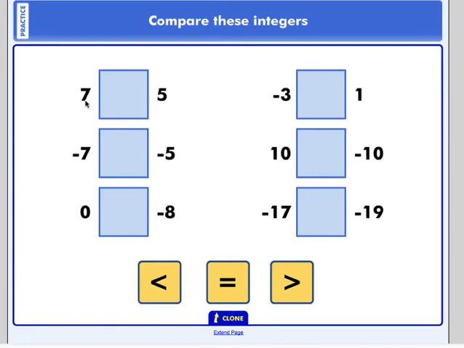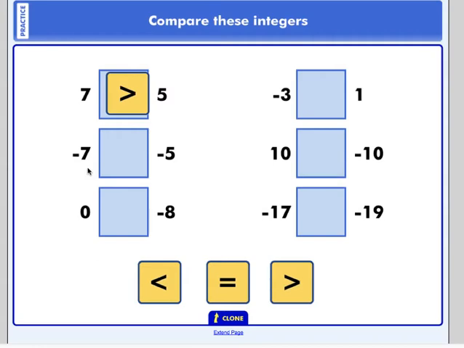We've got a 7 and a 5. Is 7 less than 5, equal to 5, or greater than 5? Yes, of course, 7 is greater than 5. Okay. Now, let's say we're talking -7 and -5. How do they compare? They're not equal. Is -7 less than -5? Or is -7 greater than -5?